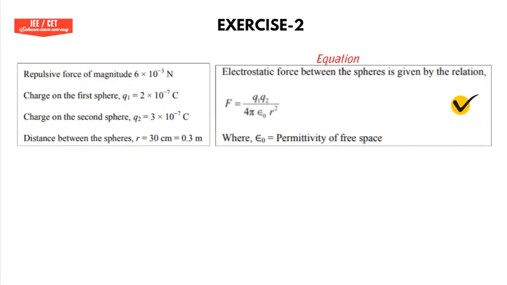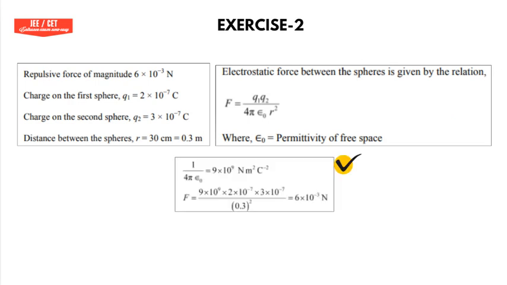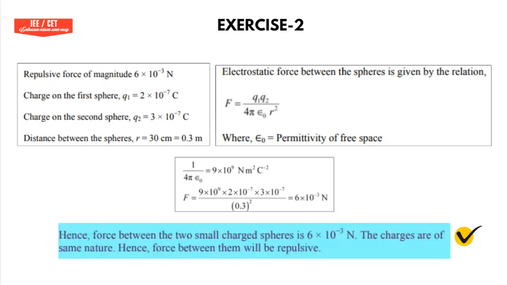Electrostatic force F equal to Q1 Q2 by 4 pi epsilon 0 R square. Substitute the given values in the equation. You will get force F equal to 6 into 10 to the power minus 3 Newton.